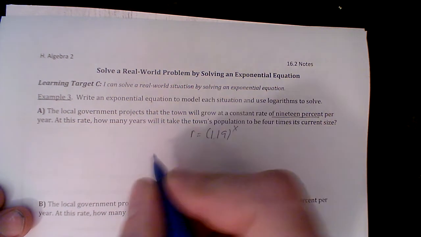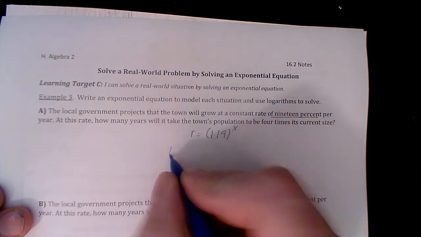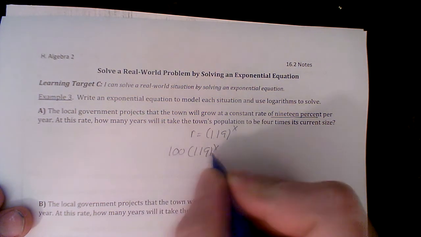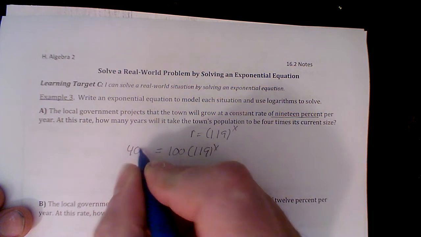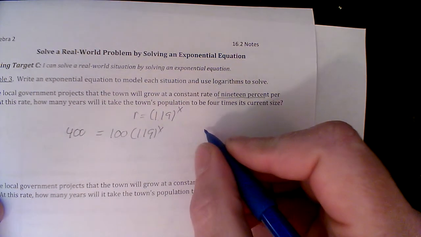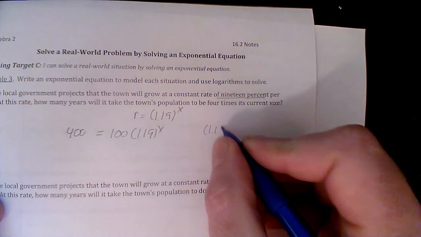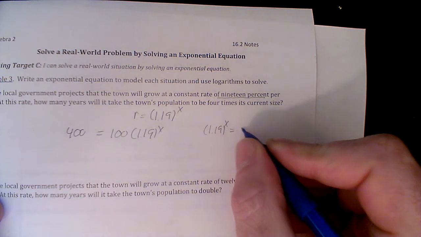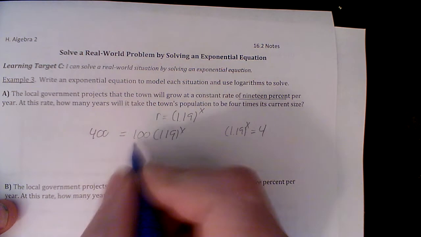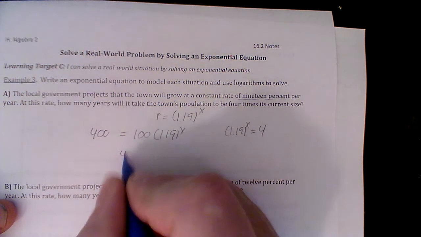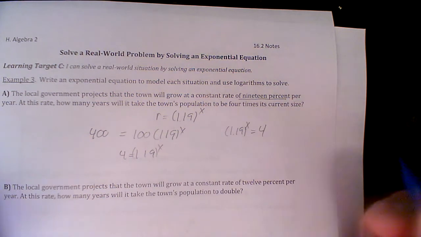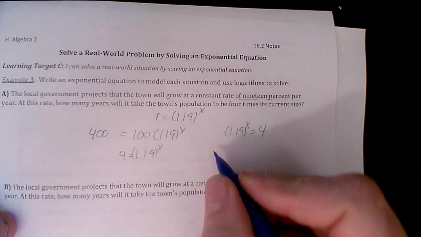There's a lot of ways you could do that. You could make up an arbitrary number and say, hey, if it starts off at 100 and grows at 1.19 to the x, how long does it take to get to 400? Right? Or you could say, how long does 1.19 to the x take to equal a ratio of 4? Both of these would be the same, right? If I divided by 100 here and here, I'd get 4 equals 1.19 to the x. So you don't have to make up arbitrary numbers, but if it makes it easier for you, you can.